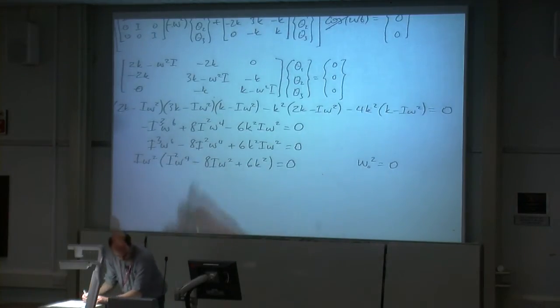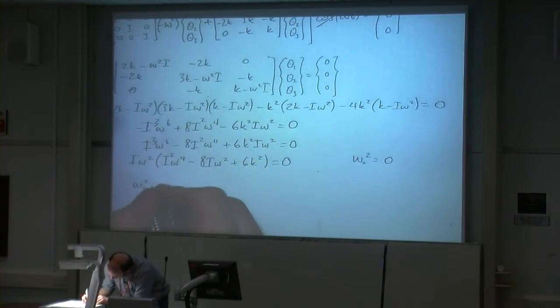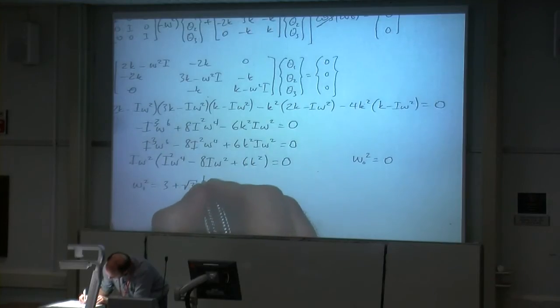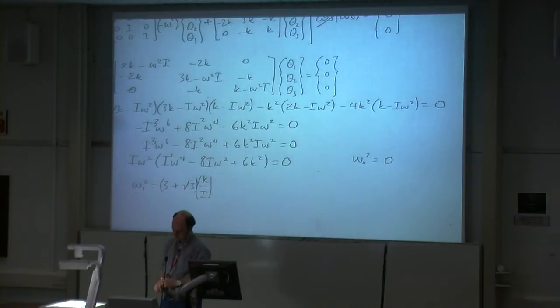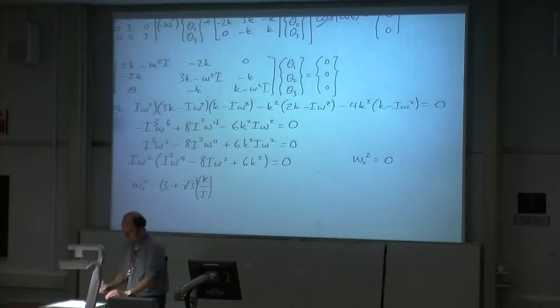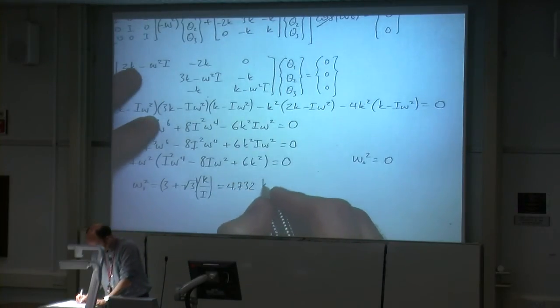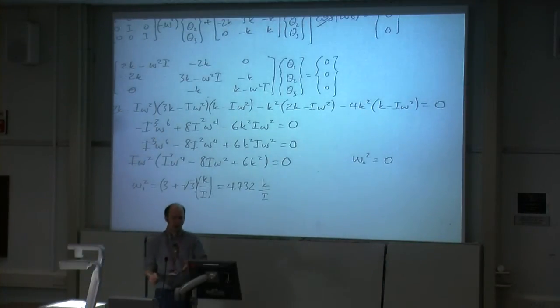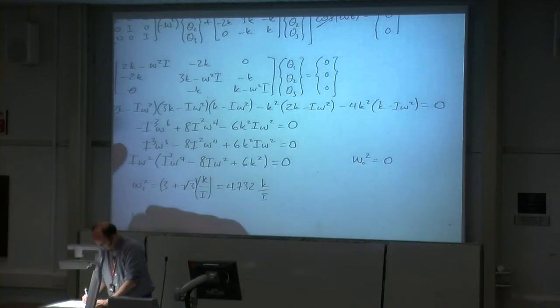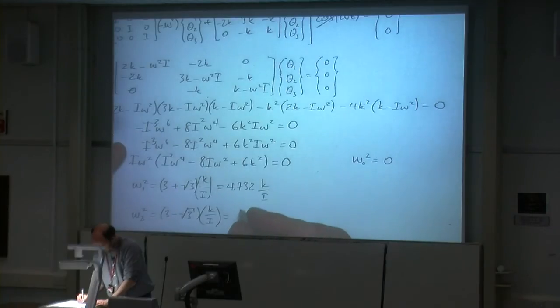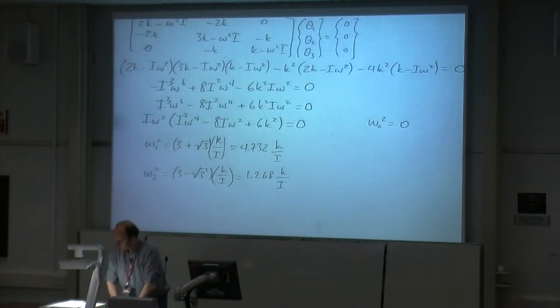But for the other one, I had to use the quadratic formula, and I end up with omega 1 squared is 3 plus root 3 k divided by I, which comes out to be 4.732 k divided by I. So again, the maths I'll leave you to go through yourself. So there's your natural frequencies, which it asks for.